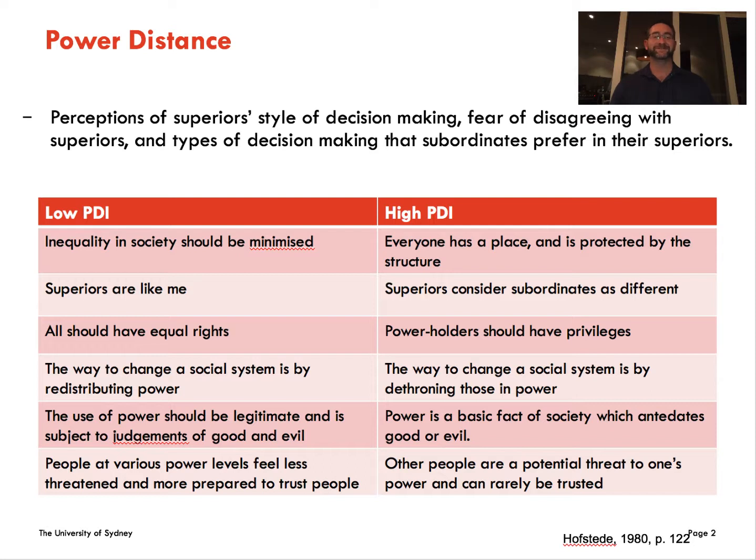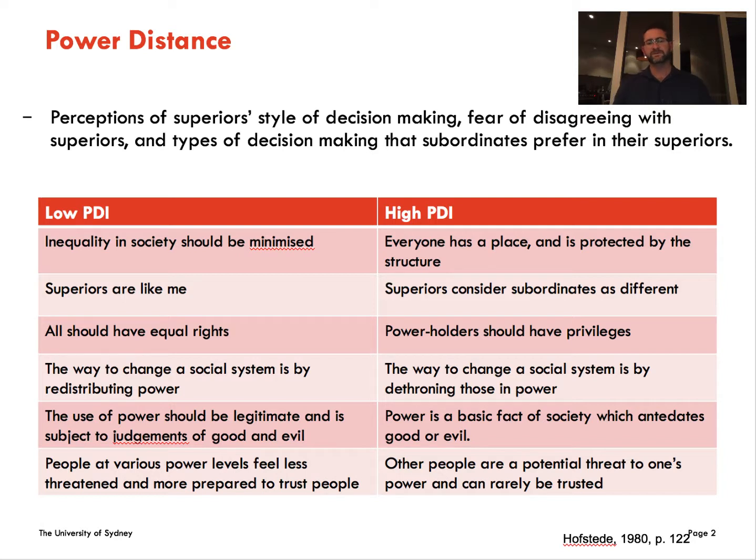Power distance is very generally a measure of perceptions of superiors' style of decision making, fear of disagreeing with superiors, and the types of decision making that subordinates tend to prefer in their superiors. So, in a low power distance environment, we tend to assume that inequality in society should be minimized, that this is a good thing, and that superiors are fundamentally like me. They're not different kinds of people. And as such, everyone should have equal rights.